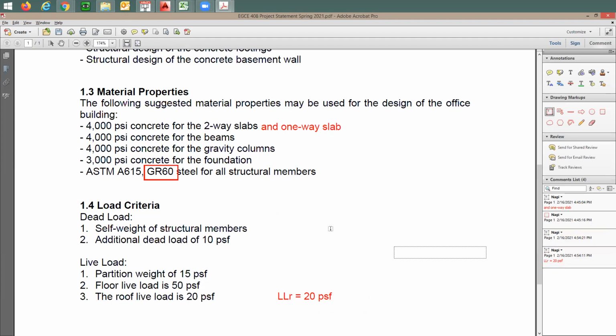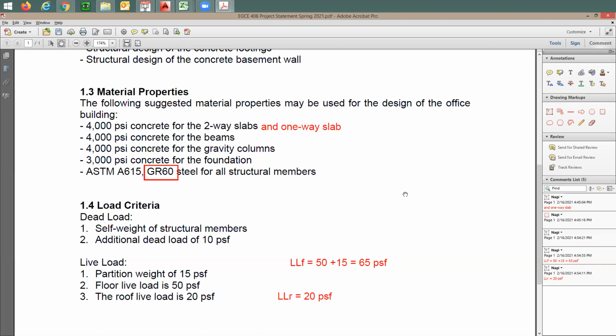Okay. How about the floor? Because here, this is going to be the live load for the floor. It's going to be equal to how much? 50 plus 15. 65 PSF. This is what you need to design for. Okay. How about now dead load? Dead load for the roof and for the typical floor is going to be the same.